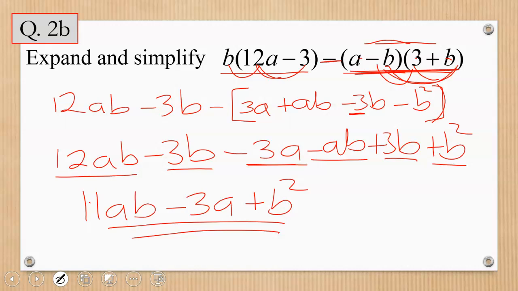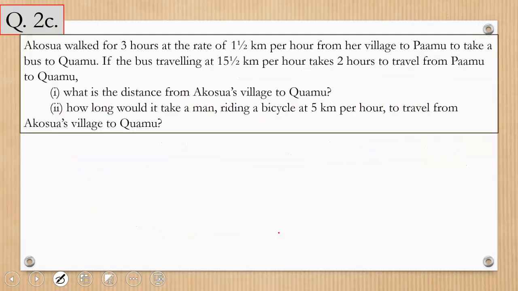Now let's take the last question of this set. This is a word problem. The question says Akosua walked for 3 hours at the rate of 1.5 kilometers per hour from her village to Pemu to take a bus to Kwemu. And so here we can say that the walking of Akosua from her village to Pemu will take her 3 hours, and the speed, that is the rate of walking, is 1.5 kilometers per hour.